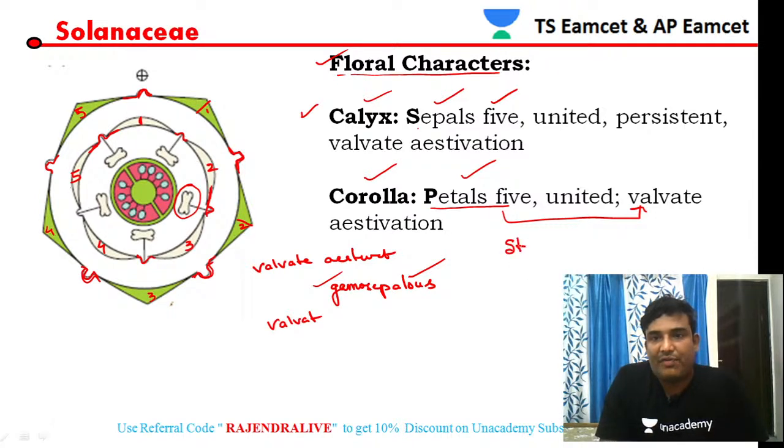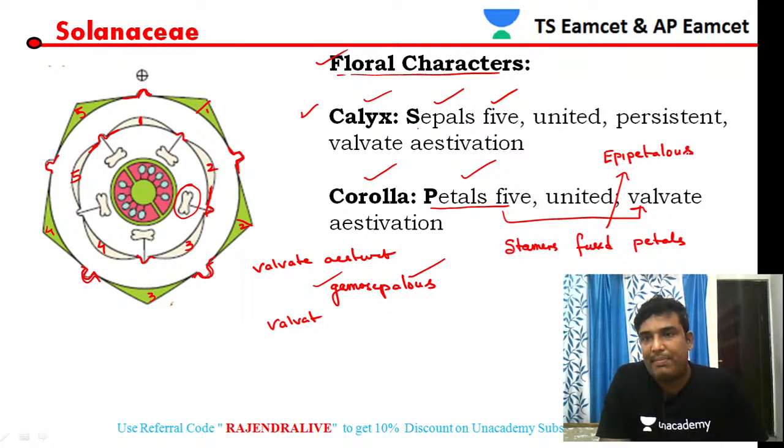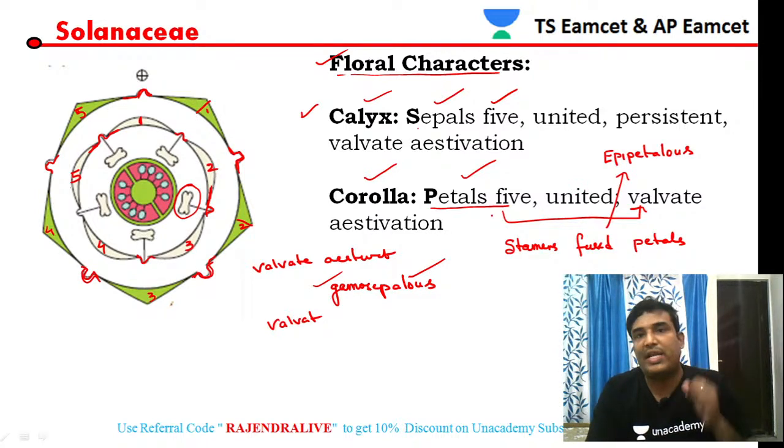When stamens are fused with petals, such condition is called as epipetalous. Epipetalous condition is a character feature of the flower of Solanaceae members.